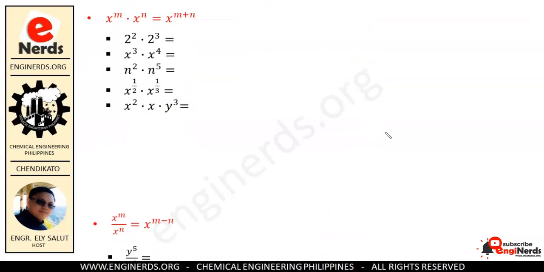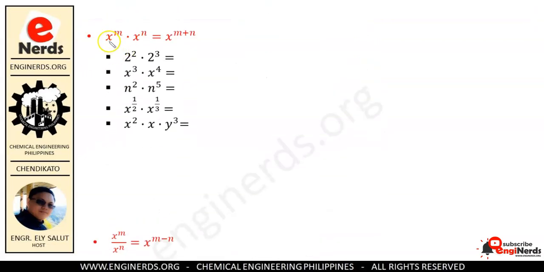Now, let's go to the next property. Now, we have here base x with an exponent of m multiplied to the base x with an exponent of n is equal to base x with an exponent of m plus n. So, you can see, guys, we just added these exponents. This is the result we got. But one thing that you need to remember, you can only do that as long as your base is the same. Okay? As long as the base is the same, you can add their exponents. When you are multiplying terms with the same base, you can add their exponents.